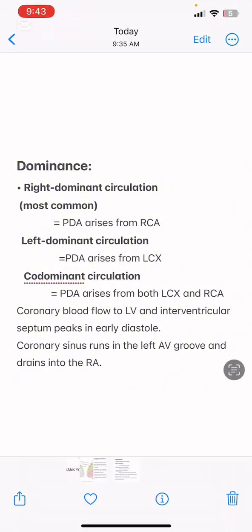So this is all about the blood supply of the heart according to First Aid.